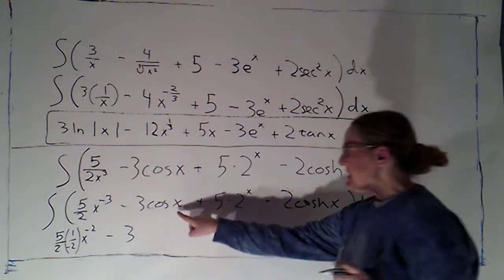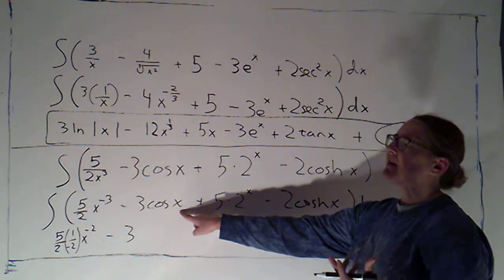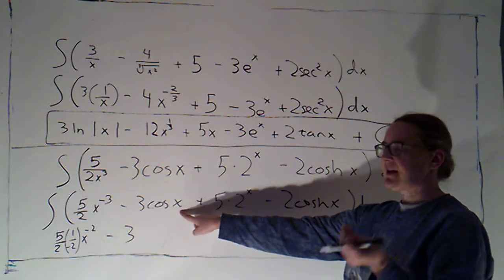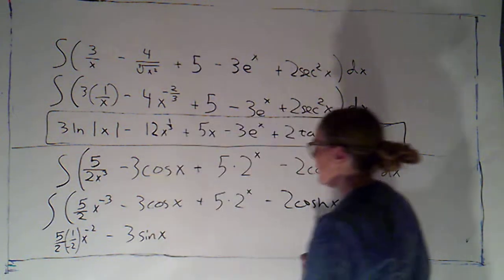Minus 3 copies of an antiderivative of cosine. So I know it's either sine or negative sine. Let's see. If I start with sine and I take the derivative, I get cosine. That's what I want. Okay.